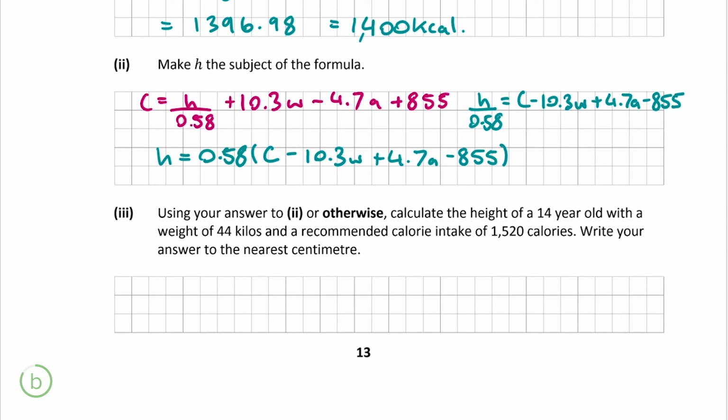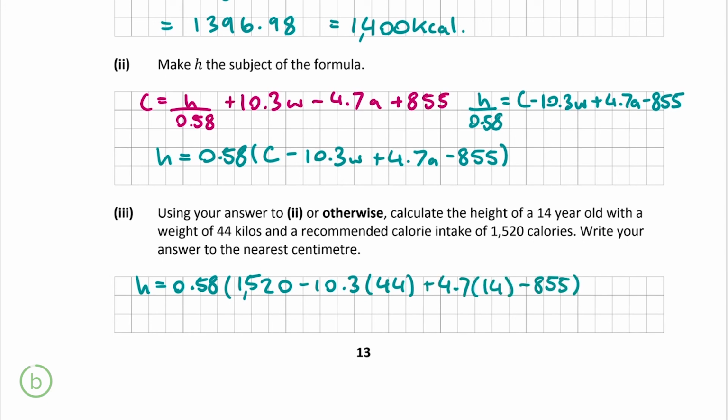So once again, we just plug these values into the formula from part 2, which gives us the equation H is equal to 0.58 times (1,520 minus 10.3 times 44 plus 4.7 times 14 minus 855). And again, if you put this into your calculator and round to the nearest centimeter, you get 161 centimeters. So that's the answer for part 3, and that's the end of this question.